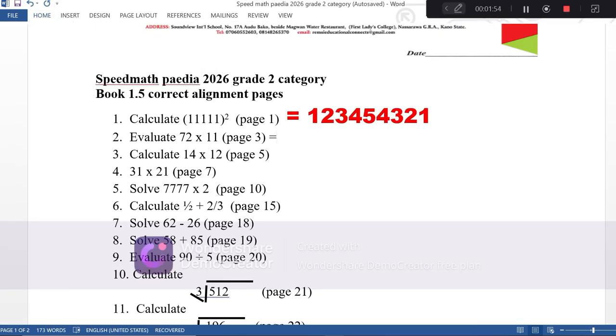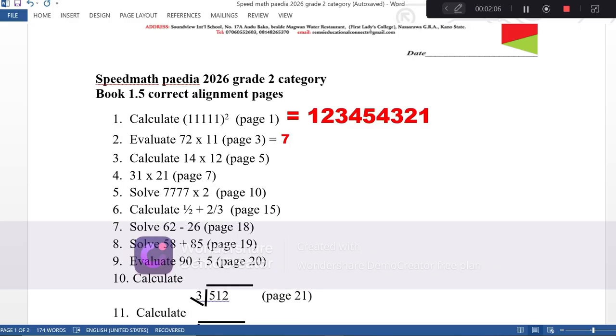When you look at this, evaluate 72 times 11. 11 is a fine trick. What you are going to do is tell the child to drop the first number, which is 7. Then do 7 plus 2. 7 plus 2 is 9. The child will drop the 9, and the last number is 2. This 2, you drop it down again.